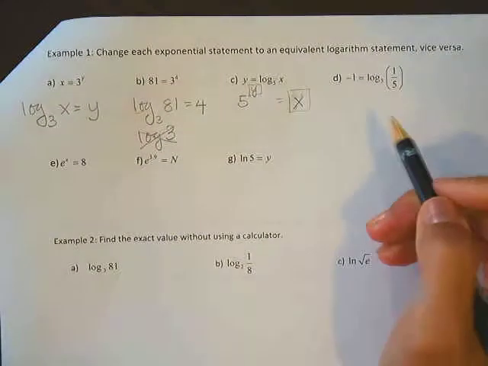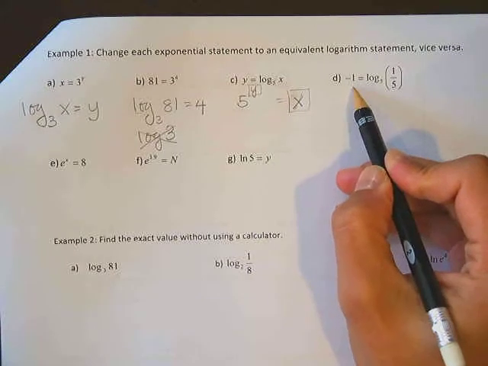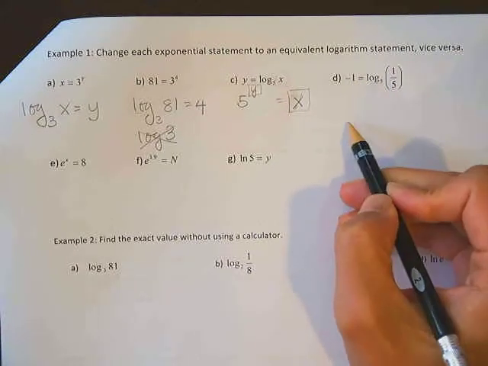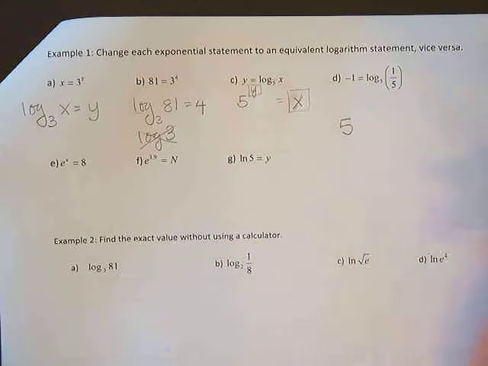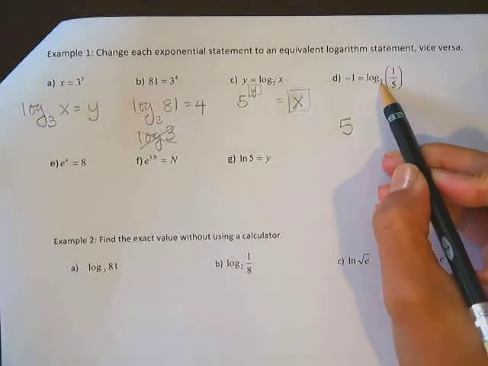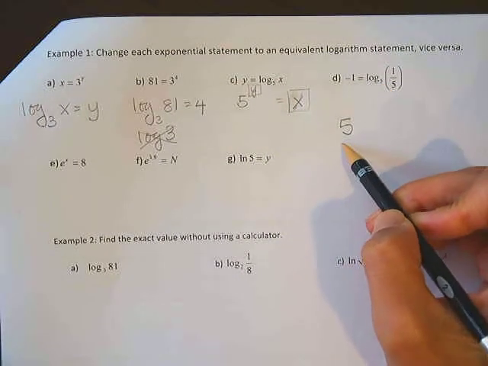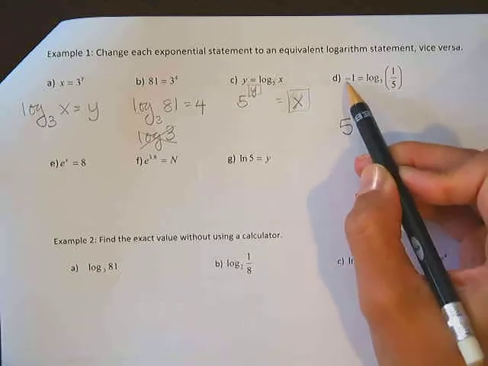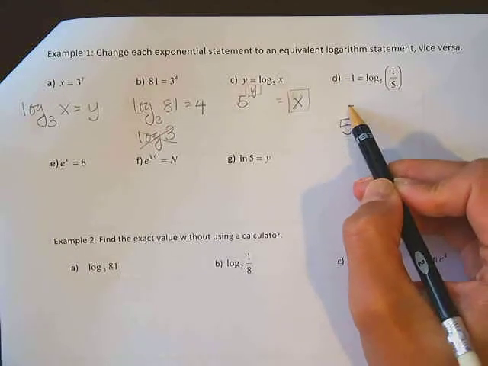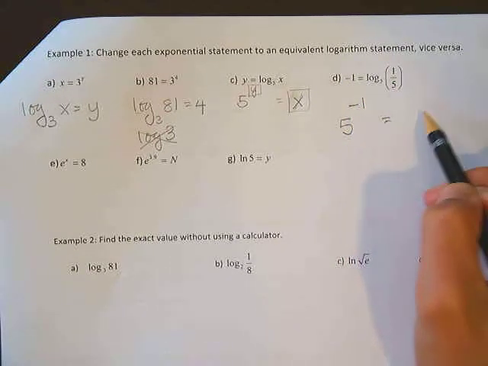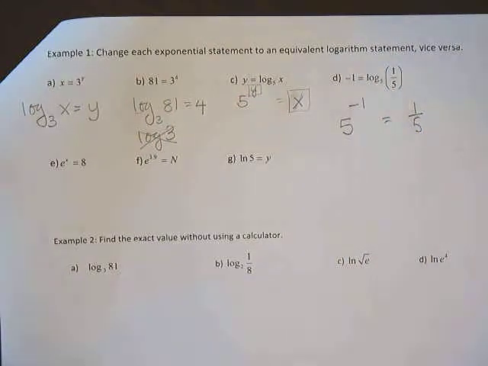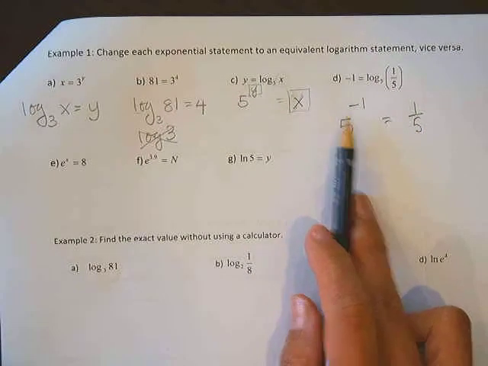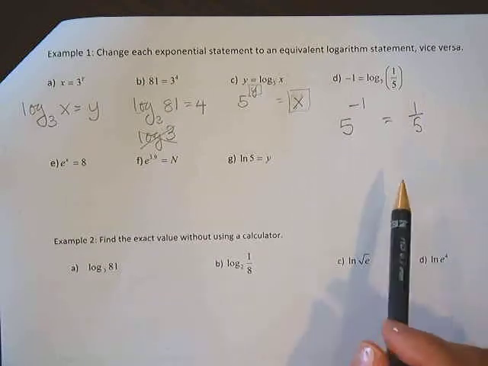Hopefully you're writing negative 1 equals log base 5 of 1/5. So hopefully you write your base first. Your base is 5 in the log function. It's going to be base 5 in the exponential. This is your output, so it becomes now my input. This is your input, becomes my output. And 5 to the negative 1 makes sense that it becomes 1/5.